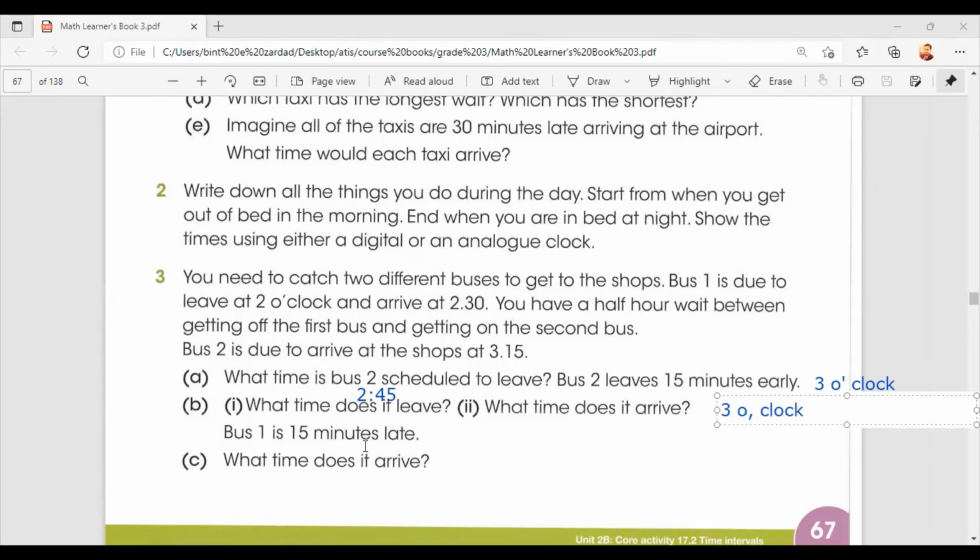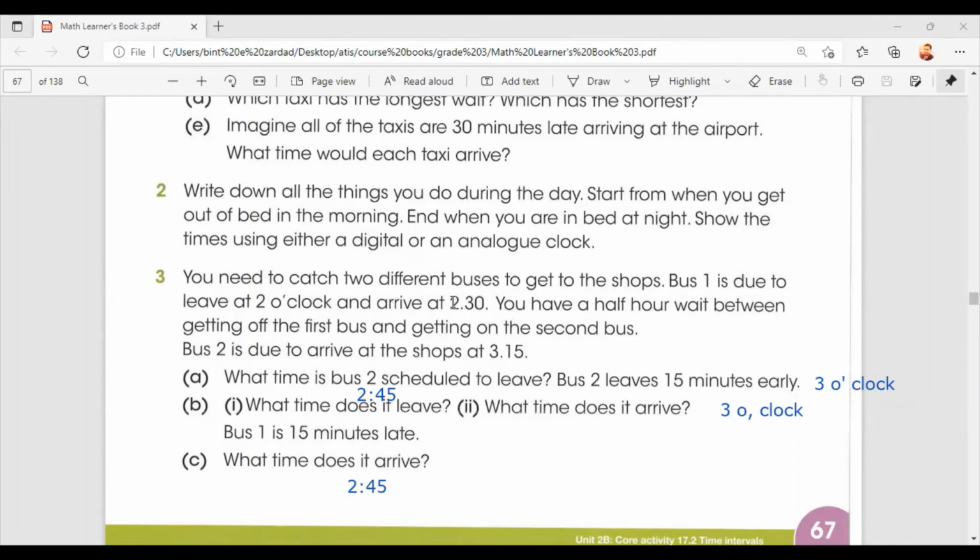Bus 1 is 15 minutes late. So what time does it arrive? If it's 15 minutes late, obviously the time will change. So it should arrive at 2:45. Okay, listen again.